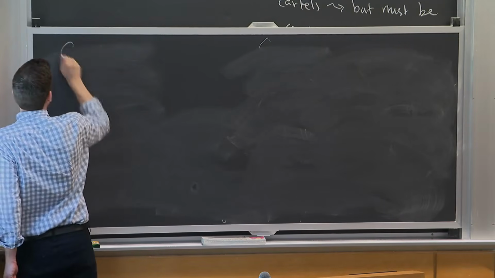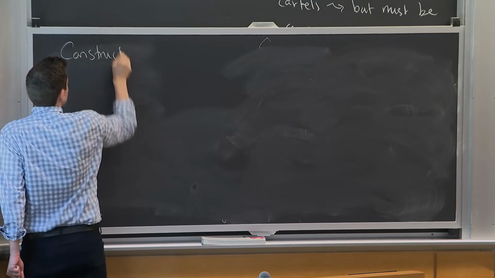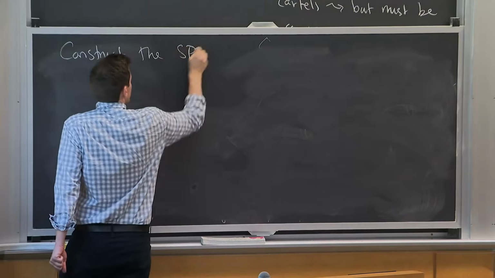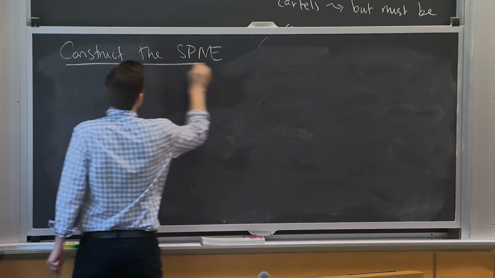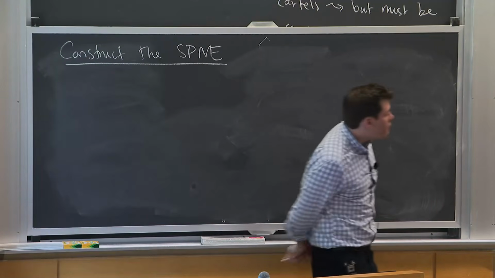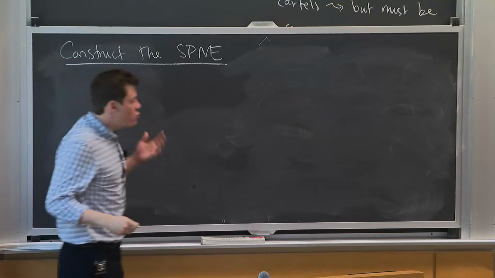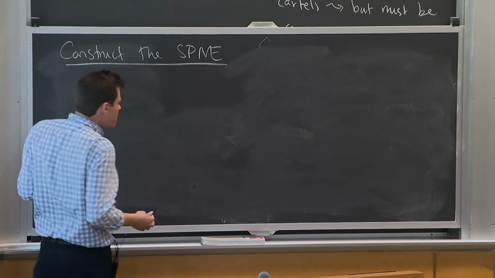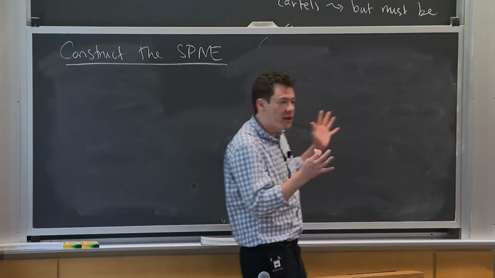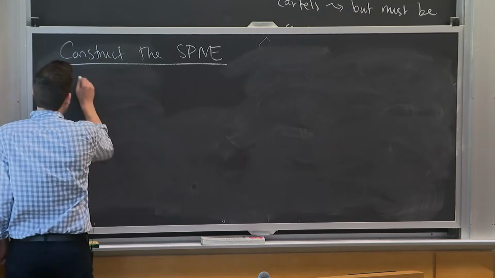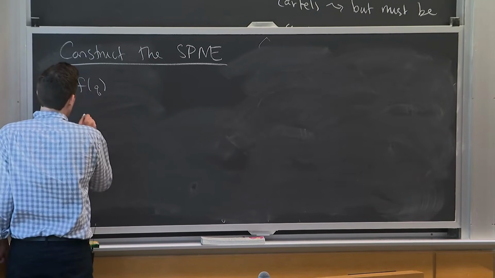So now let's construct the SPNE that has this form. It's going to be helpful to define two functions, just because if we don't define these, the algebra gets really complicated. So let's just make two definitions, f of q and g of q.